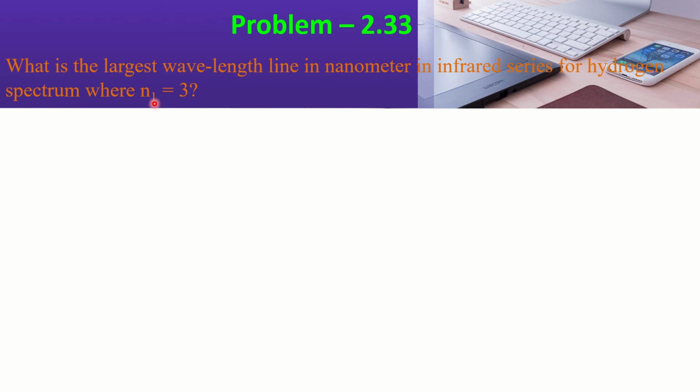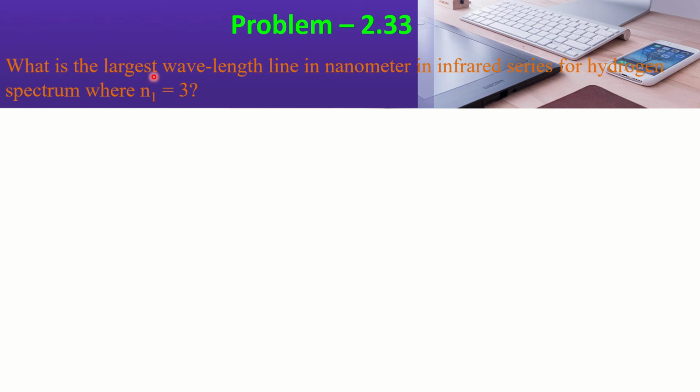Now, if it was given that you have to find out the shortest wavelength line, it is the opposite of the largest wavelength line. For the shortest wavelength line, there will be more wave number. So, the electron has to come from very far of the third shell. Which shell is very far from the third shell? Fourth shell, fifth shell, sixth shell, or seventh shell? No, it is very far. That means N2 will be infinity.